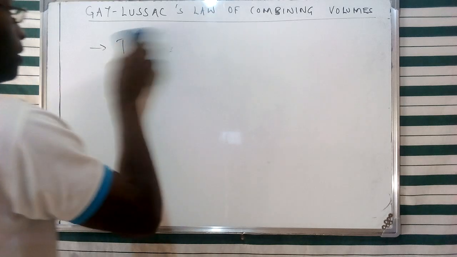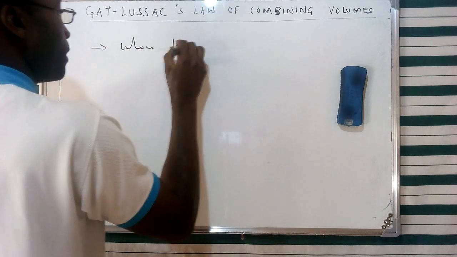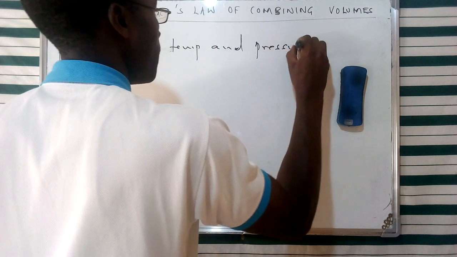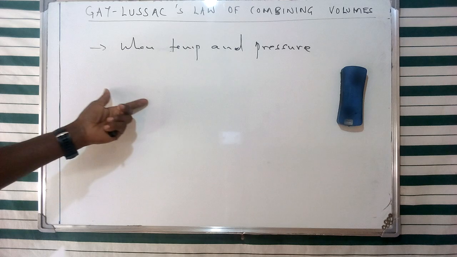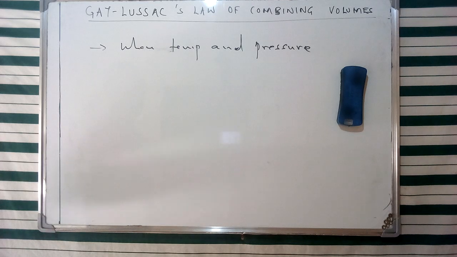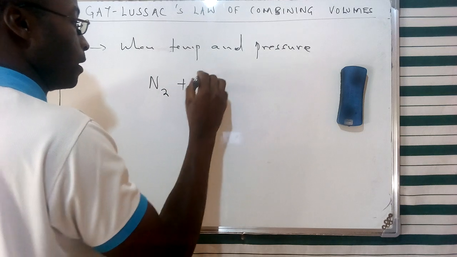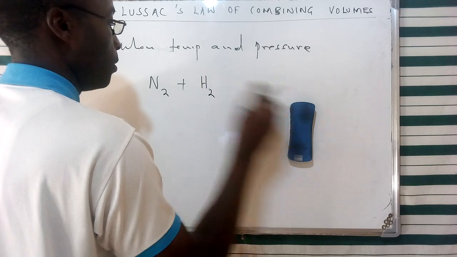I'm just going to give this one in summary form. The law states that when the temperature and pressure of a particular volume of a gas are kept constant, the volumes of gases involved in chemical reactions are going to be in ratios of small whole numbers. If I give an illustration of a chemical reaction involving gases, perhaps this is going to shed more light on this specific law of combining volumes.